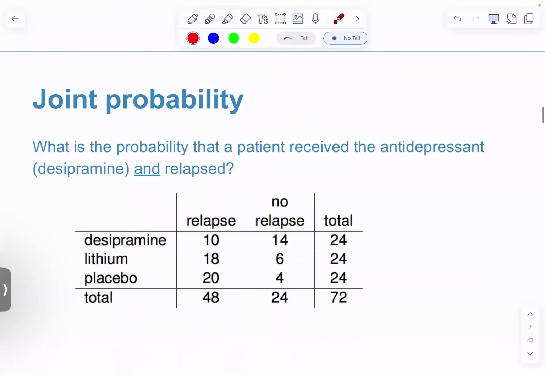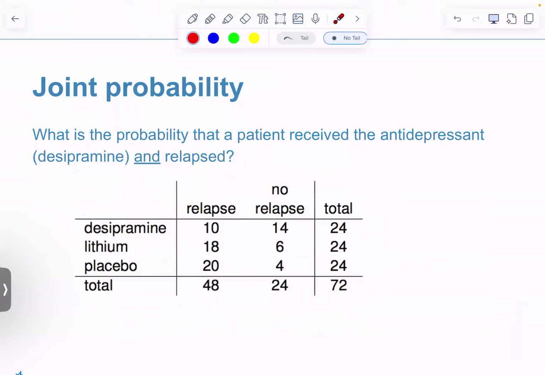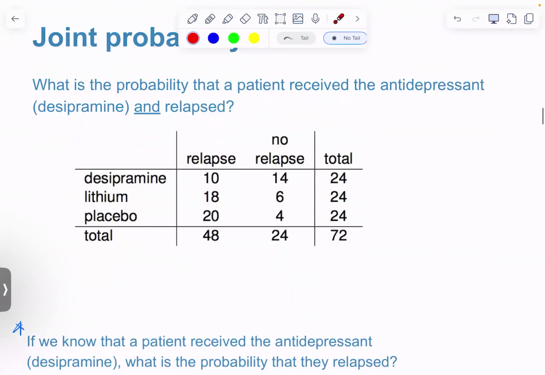Okay. What's the probability that a patient received the antidepressant and relapsed? And you're allowed to just use the table. You don't have to use formulas if you don't want to, but these guys, right? So they had to be on the antidepressant and they relapsed, right? Which is going to be this 10 out of 72.